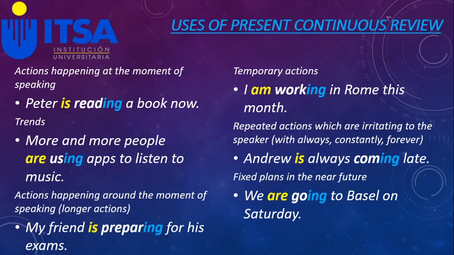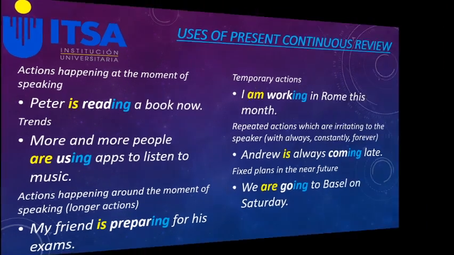But now, this week we are going to focus on this number 6 or last use of the present continuous, that is fixed plans in the near future. For example, we are going to Basel on Saturday, or we are going to have our final exam at the end of this month. Yes, this is another use of the present continuous. We can use the present continuous as a future form when we are talking about events that are coming soon.